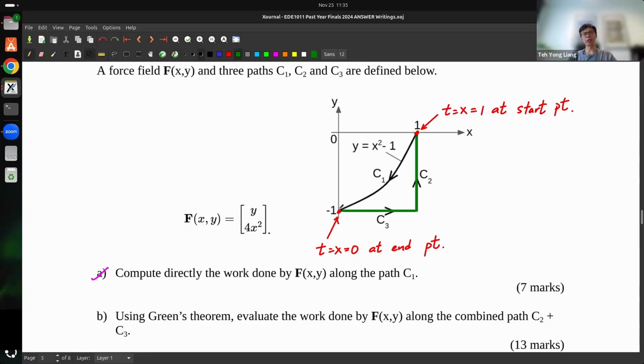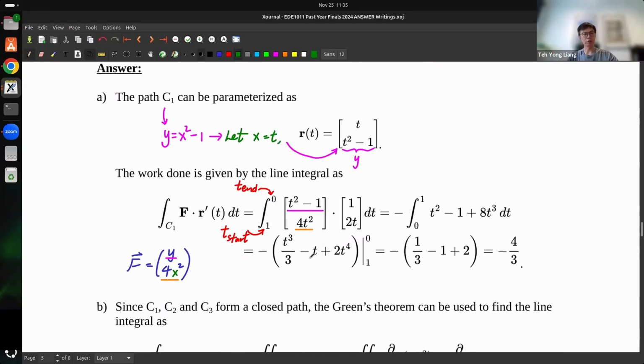You close it first. Then you subtract off the path integral along C1. Because if you take the path integral of C3 plus C2 plus C1, and then use Green's theorem to evaluate the path integral over this closed path, and then after that you subtract off the path integral along C1, that is effectively giving you the path integral over C3 plus C2. So that is the idea on using Green's theorem here.